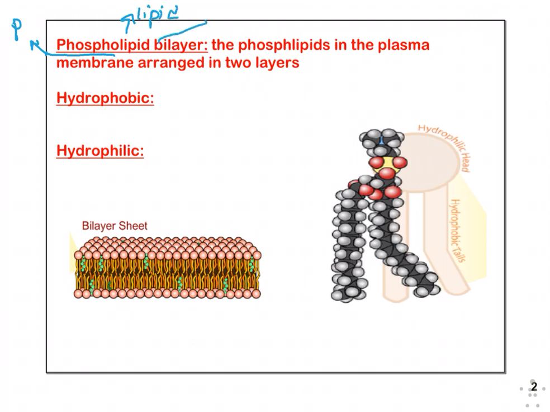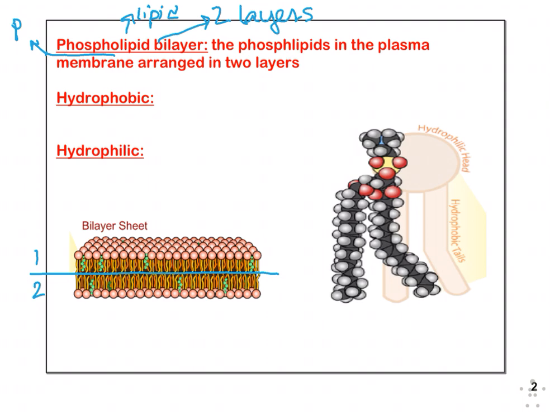And bilayer, what does the prefix bi mean? Two. So how many layers are there? Two layers. Very good. So you can see that in this diagram here at the bottom. If you split it right down the middle here, you can see that there is a top layer and an inside layer, or an inside and an outside.